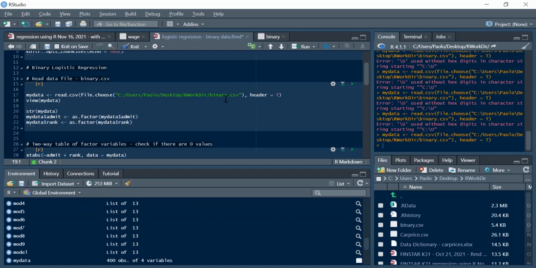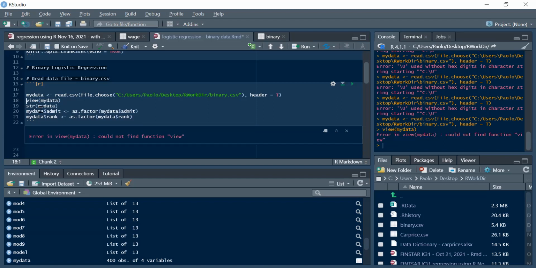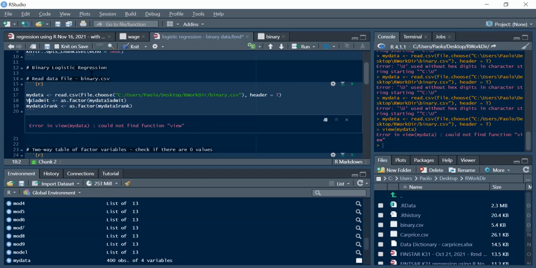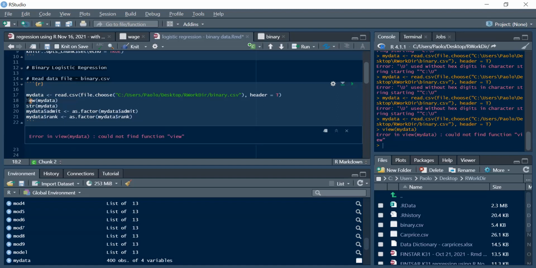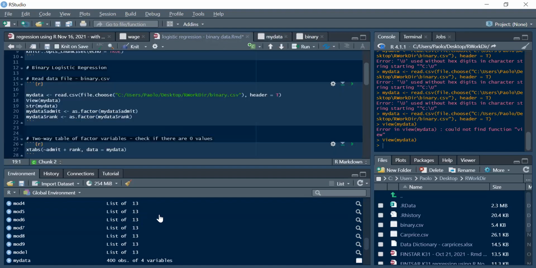Okay, sige, run mo siya. Error, could not find function. Capital V, capital V. I see. Oh, there. Okay, there you go. So okay na, no? Thank you, sir. So convert mo na yung data mo into factor, ha? Yes, sir, I'll run the chunks. Thank you, sir.